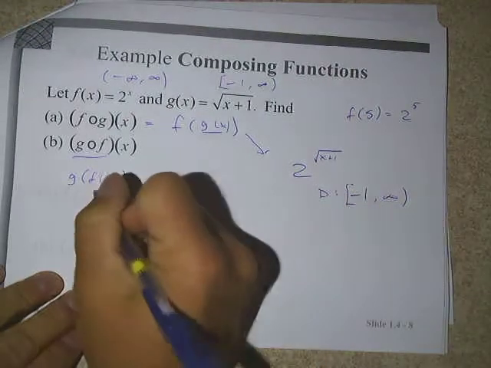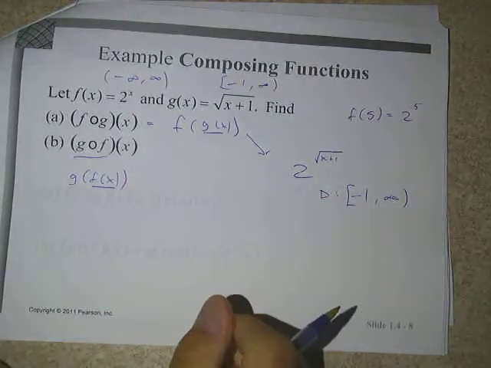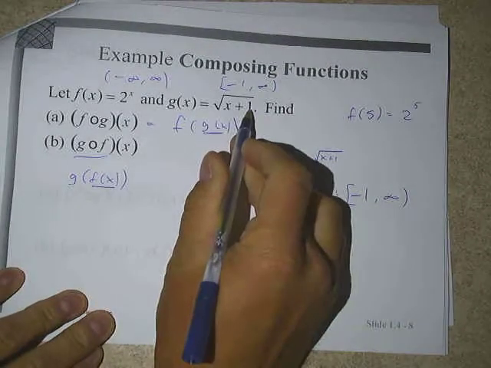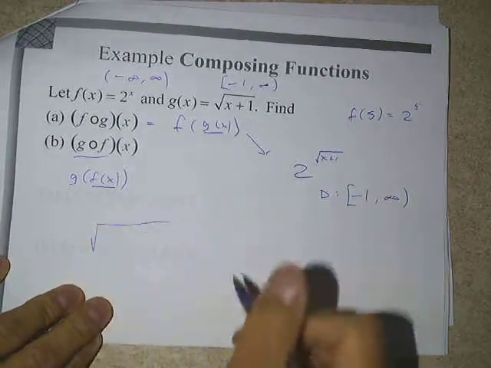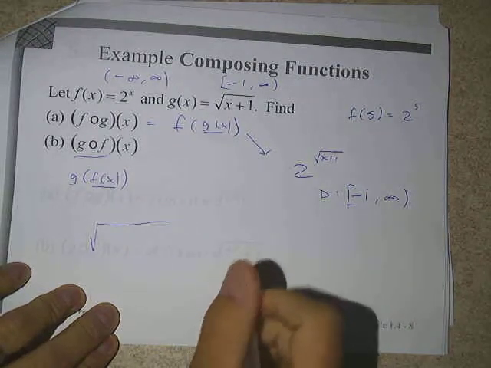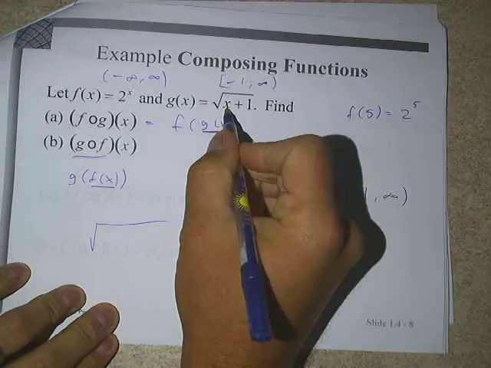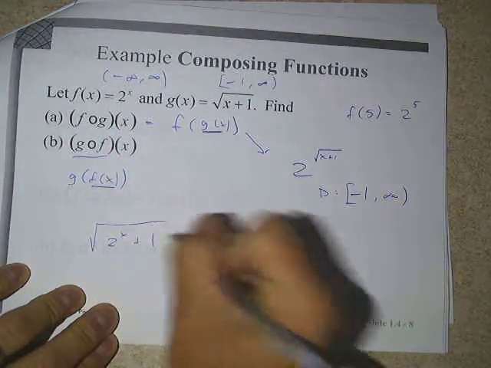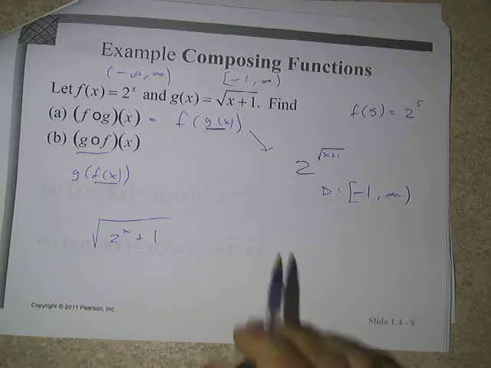Now, in part B here, notice that we have it written backwards. It's g of f this time. So in the other notation, I would write that as g of f of x, which means that now we're going to take the f function and plug it into the g function.